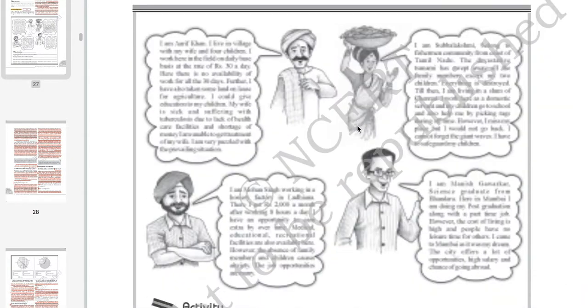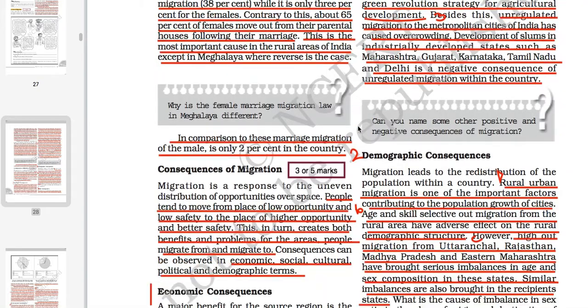So that is your causes of migration. The next topic under this is consequences of migration. This question comes separately. They will ask you to explain economic consequences, social consequences, demographic consequences, but sometimes they ask this question combined. So this question comes under 3 or 5 marks.